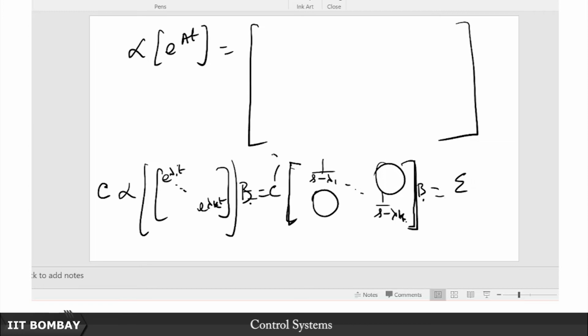So if C is like gamma 1, gamma 2, like this till gamma n, again check, and B is like beta 1, beta 2, like this till beta n, then this is nothing but the summation of gamma i beta i by s minus lambda i, i equal to 1 to k. Now if any one of those gamma i's happens to be 0, what happens? You are basically going to miss out on that particular lambda i term. So you will be left with k minus 1 terms.